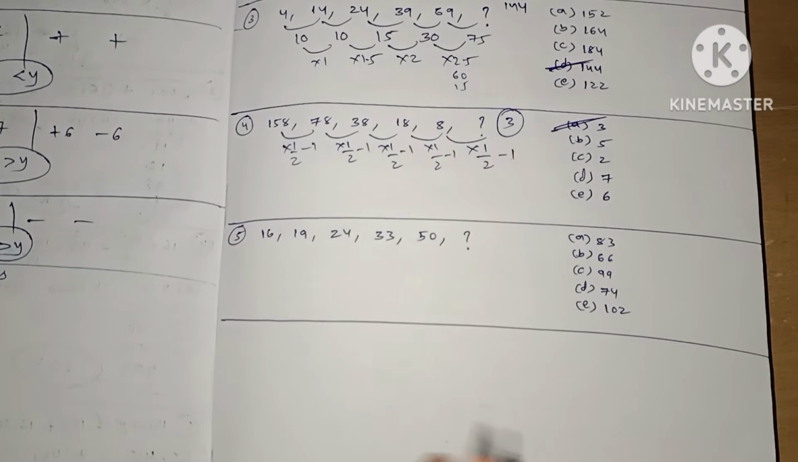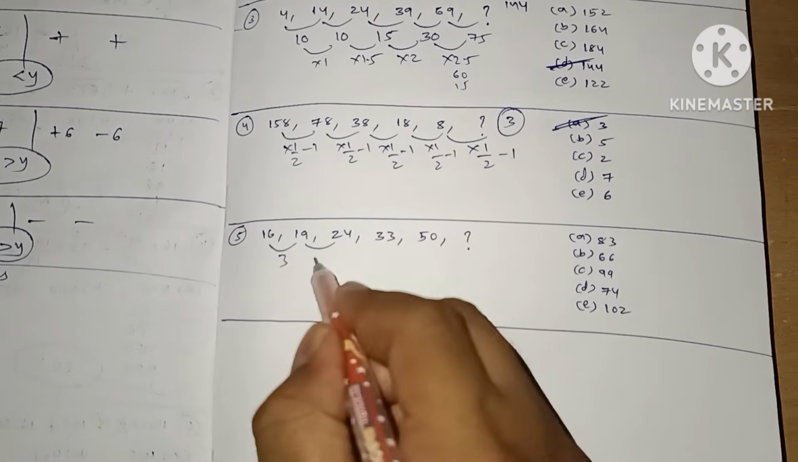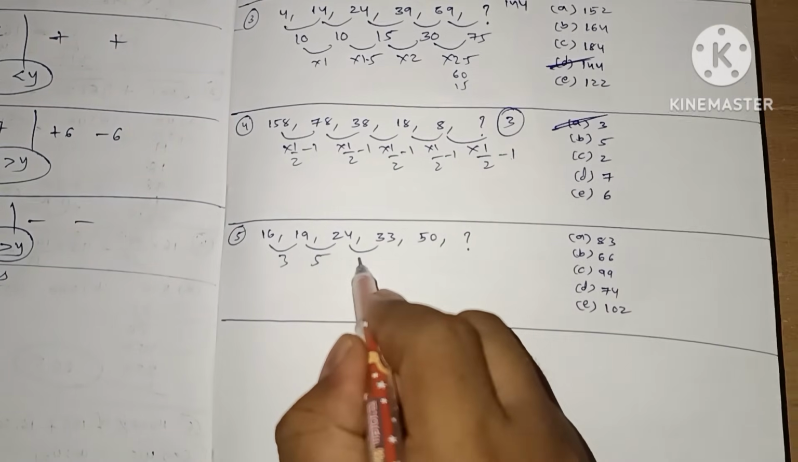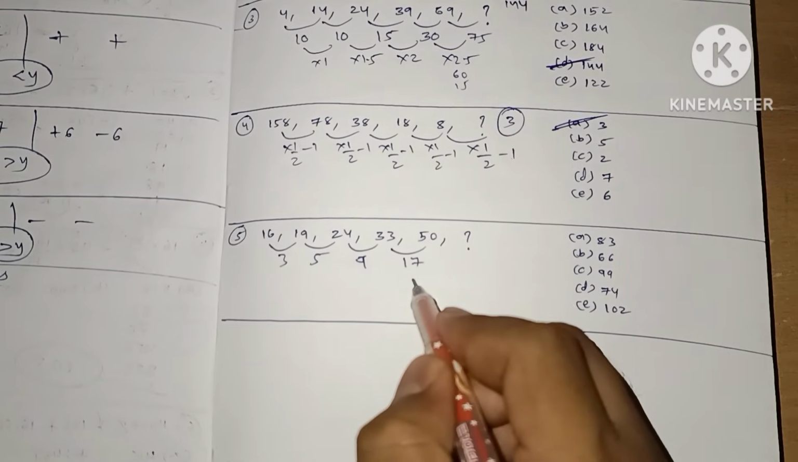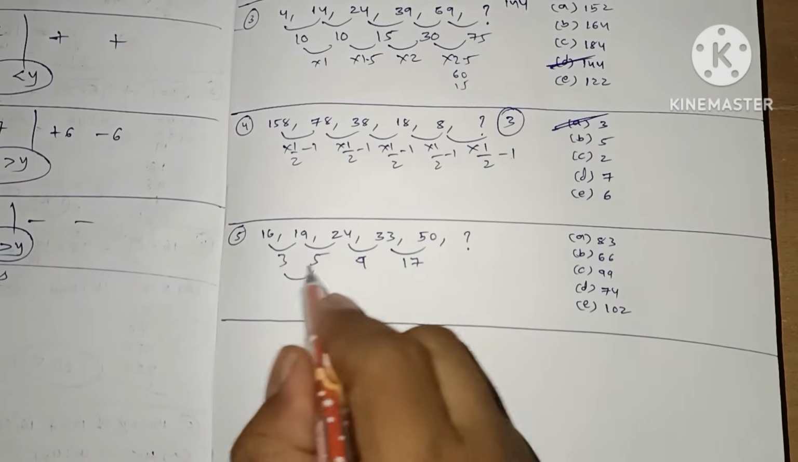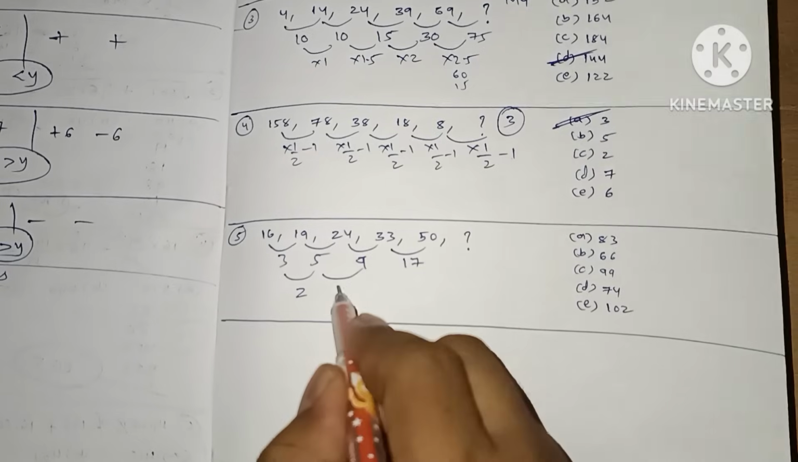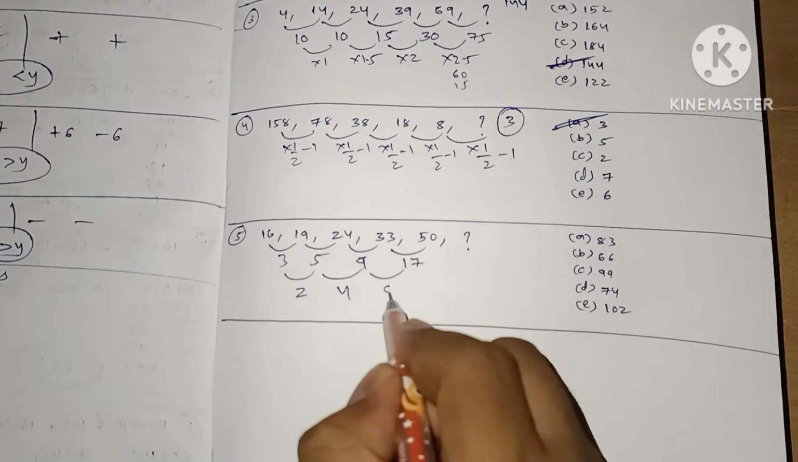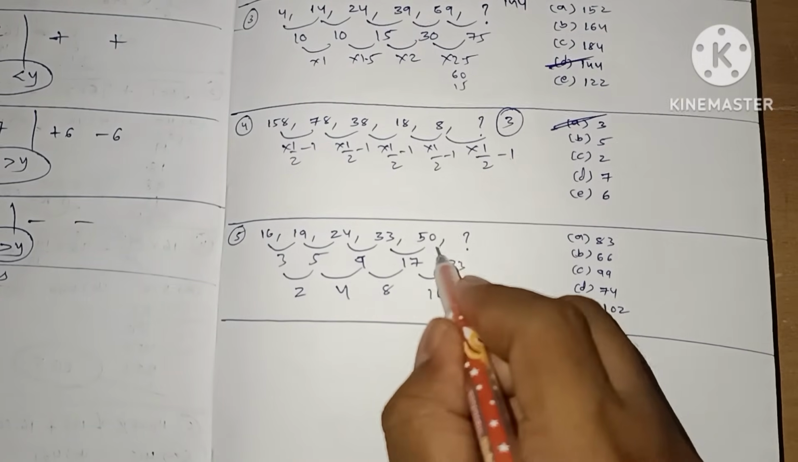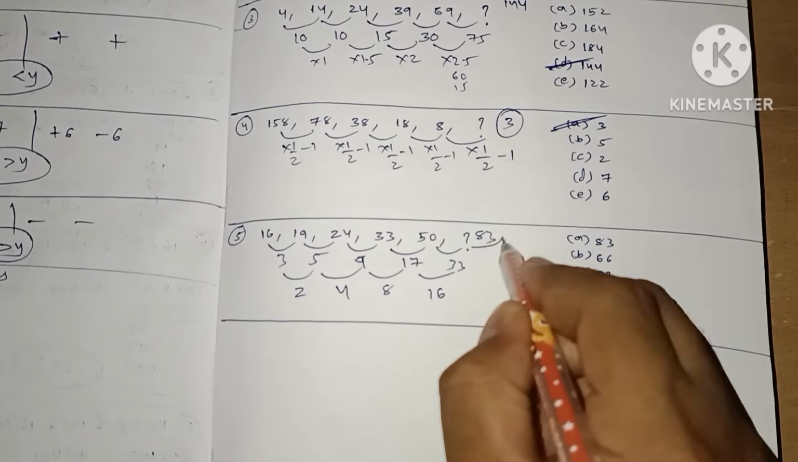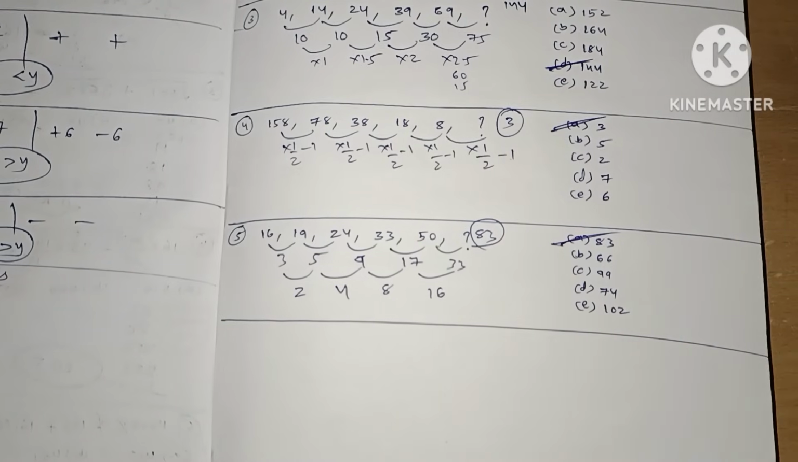Next, here we see a difference of 3, 5 and 9. Difference of 17. Okay, double difference we have 2, 4, 8. So it must be 16. This will be 33. 50 plus 33 is 83. So answer is 83. Option A is our answer. Now we are going to see inequalities.